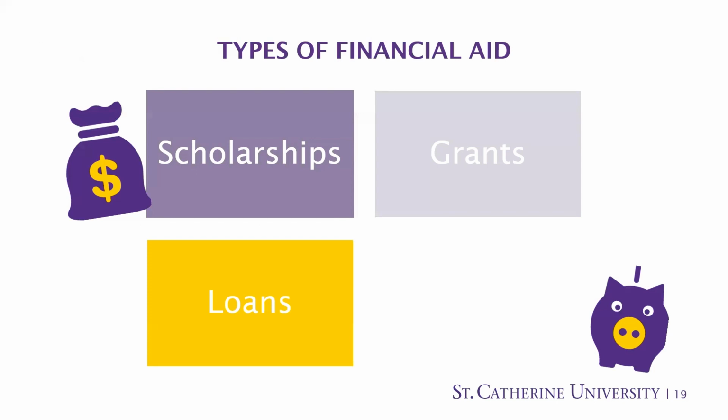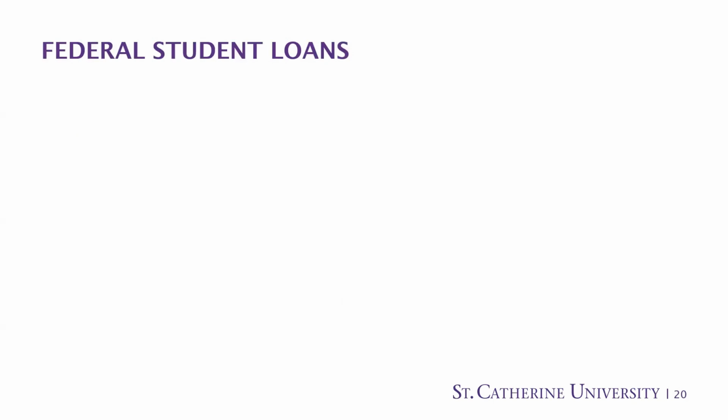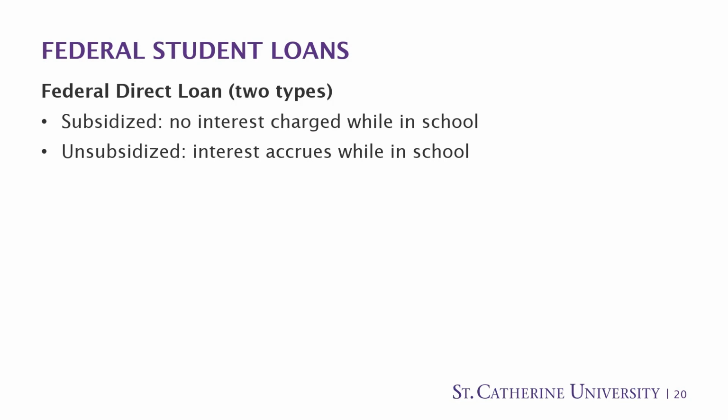Next, we will take a look into loan options. Let's start with student loans, specifically federal student loans, also known as federal direct loans. These are loans offered to students by the federal government. There are two types of federal student loans: subsidized and unsubsidized.